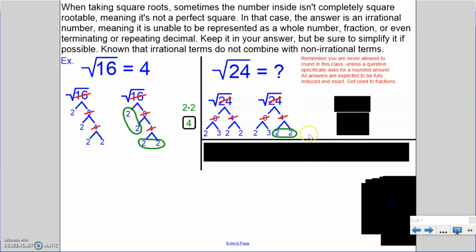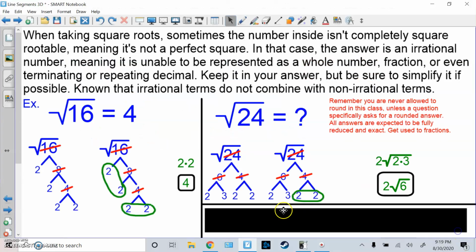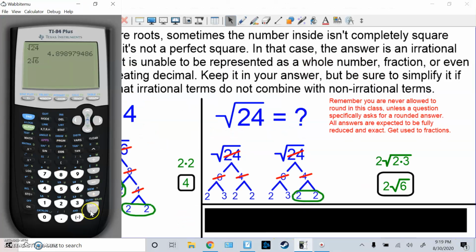Well, there's only one pair, a pair of 2's. So for that pair of 2's, a single 2 goes on the outside. Now these non-pairs stay inside the square root. Whatever's outside multiplies together like before, but it's a single thing. Whatever's inside multiplies together. So 2 times 3 is 6. So 2 square root of 6 is the same answer. So if I compare that to square root of 24, 2 square root of 6 entered, I get the same 4.8989 number. So this is kind of like reducing a fraction.